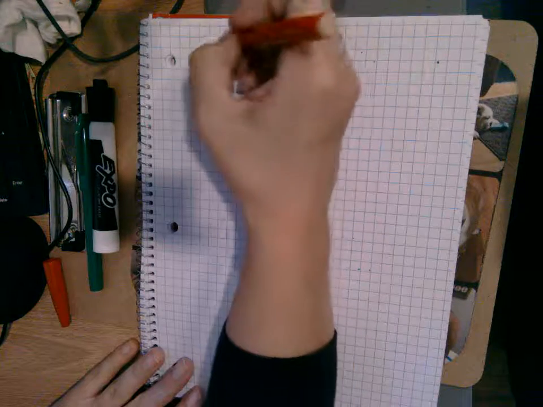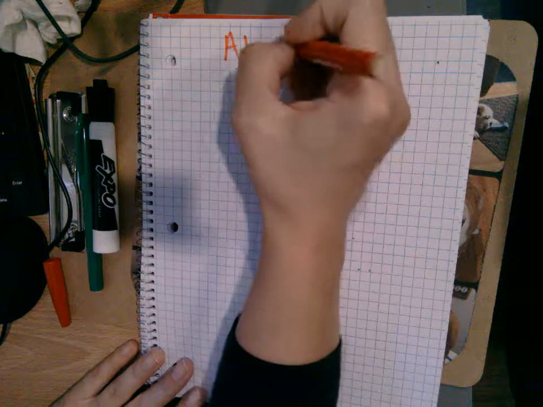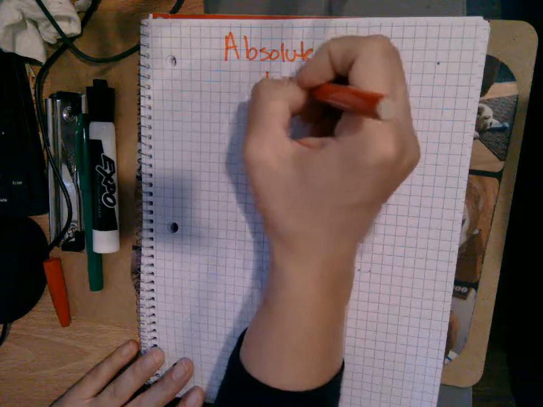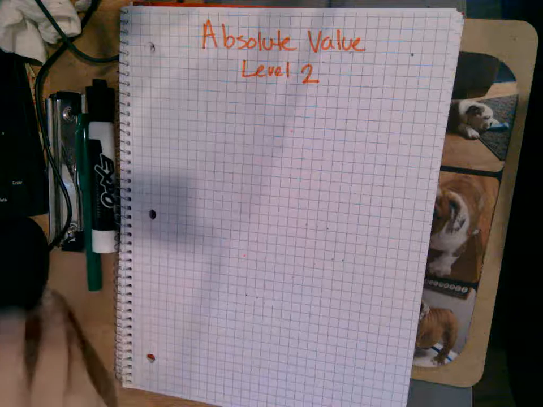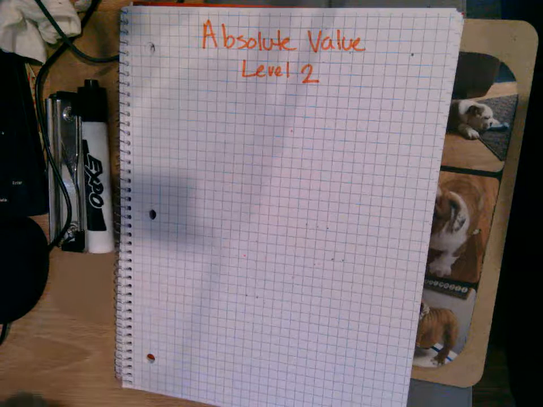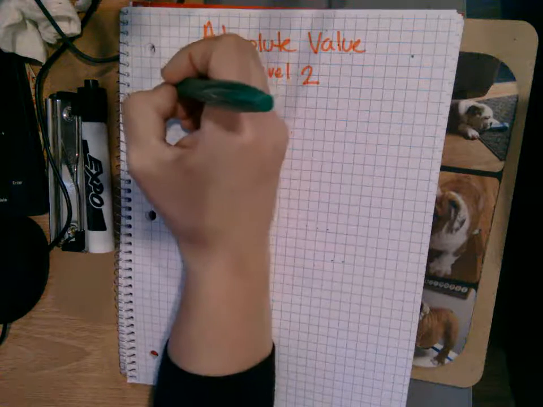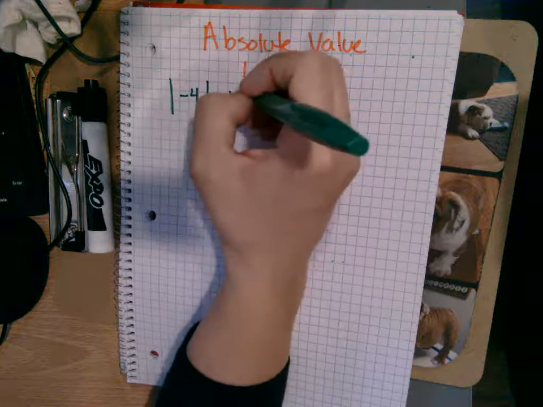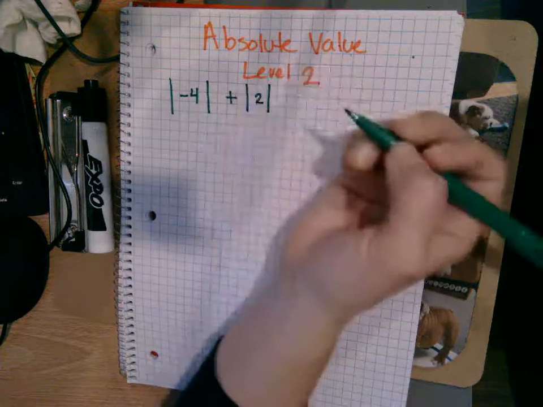Okay, so now we're going to do absolute value level 2. All right. So we're going to have the absolute value of -4 plus the absolute value of 2.